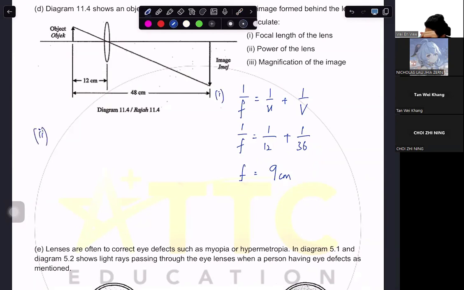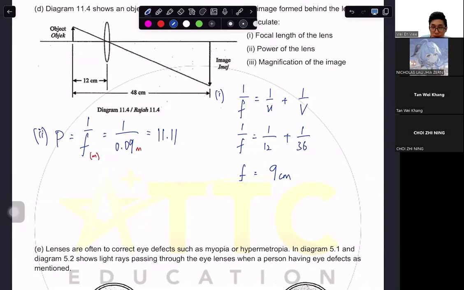Part 2 is the power. Power is 1 over f. Now, if this f is negative, then you have to put negative, like whatever, -9 here. But this one must be in meters. So 1 over 0.09 meters. 1 over 0.09 is how much? 1 divided by 0.09. 11.11, yeah.